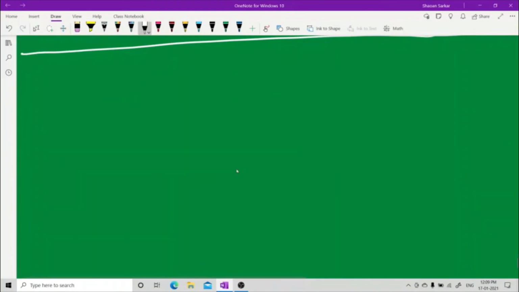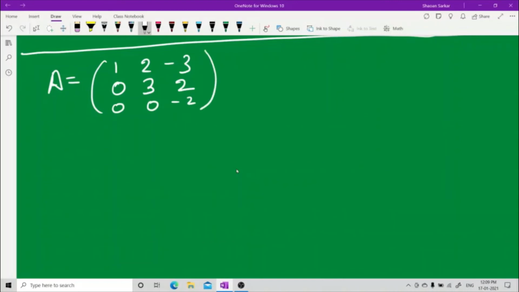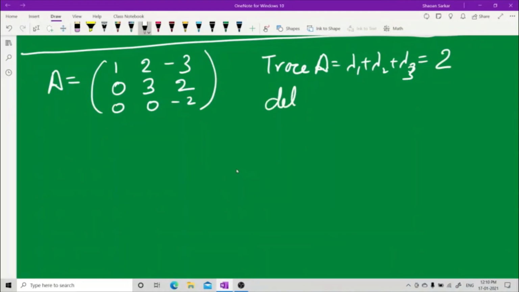We have A equal to 1, 2, 3, then 0, 3, 2, and then 0, 0, minus 2. Now trace A comes out to be lambda 1 plus lambda 2 plus lambda 3, and this is equal to 4 minus 2, which is 2. And determinant A is equal to lambda 1 lambda 2 lambda 3.